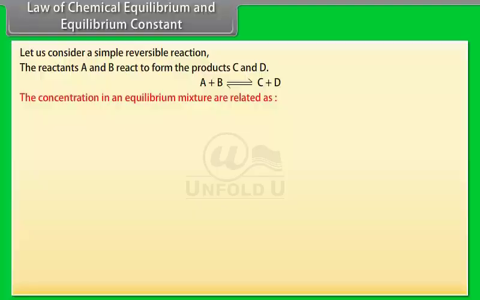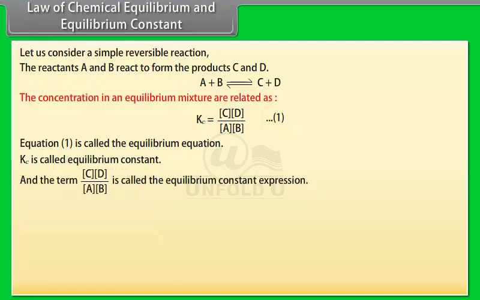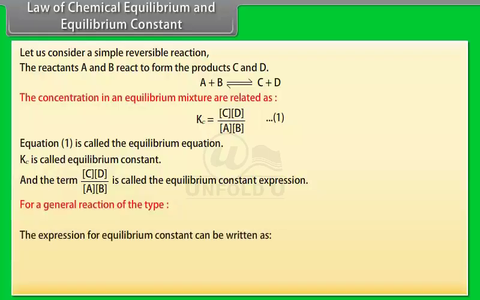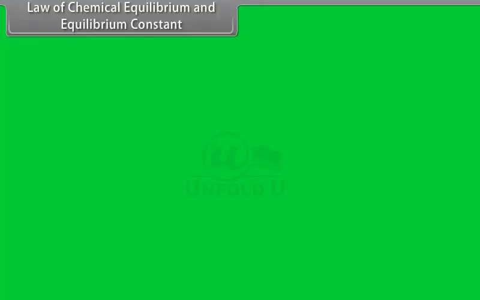The concentrations in an equilibrium mixture are related as, equation 1. Equation 1 is called the equilibrium equation. Kc is called the equilibrium constant, and the term is called the equilibrium constant expression. For a general reaction of the type, the expression for equilibrium constant can be written as, where C in subscript to K, that is, Kc, is expressed in concentration of mole per liter.